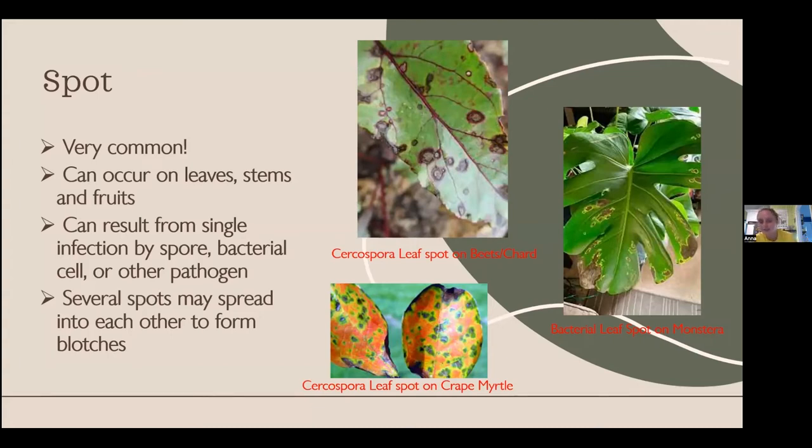That is not a healthy monstera. So we've got some blotching forming from the leaf spots kind of joining together, making larger areas of infection. So spots are something to keep an eye out for.